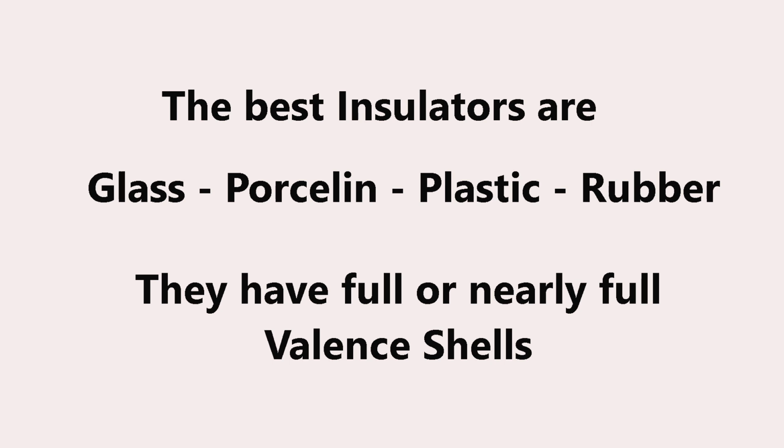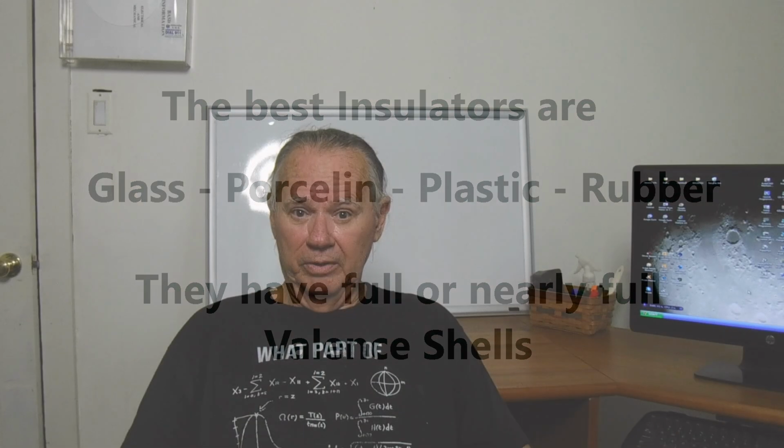Insulators, usually you're talking about rubber, glass, plastic, ceramic, and those have 8 electrons in the valence shell. Now, most atoms are just really content when they have 8 electrons in their valence shell. They do not want to let them go. Therefore, it impedes the flow of electricity.